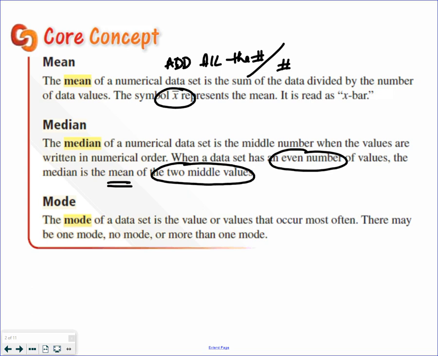And then mode. Mode is the number that occurs most often. Now, there can be one mode. If every number occurs only once, there actually is no mode. And if there's a tie, then there can actually be more than one mode. So again, if I take all the numbers, whichever one occurs the most, we would consider that to be the mode. And if there's a tie, there can be more than one. And if every single number only occurs one time, then you would consider there to be no mode.